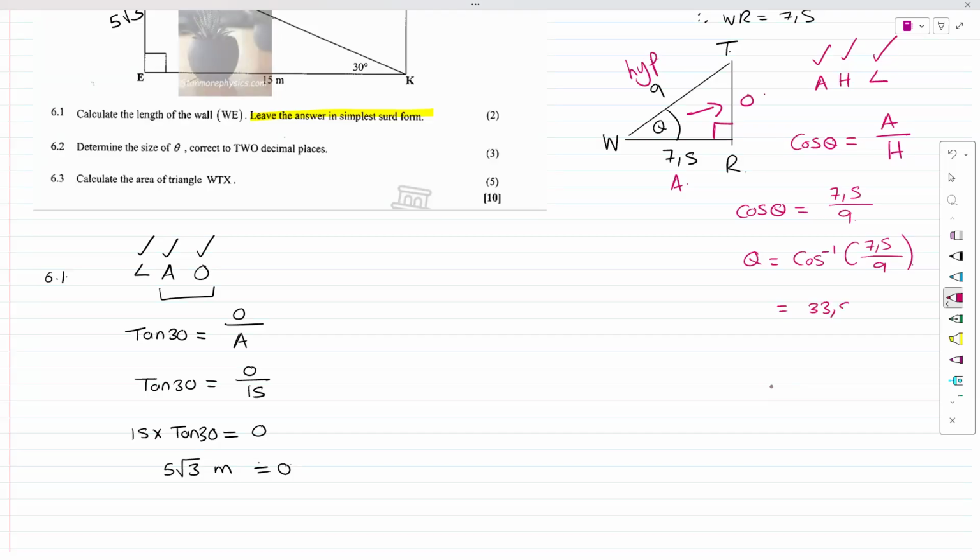33.56. I'm fine with 33.56, right? Yeah, because we have to round off to 2 decimal places.